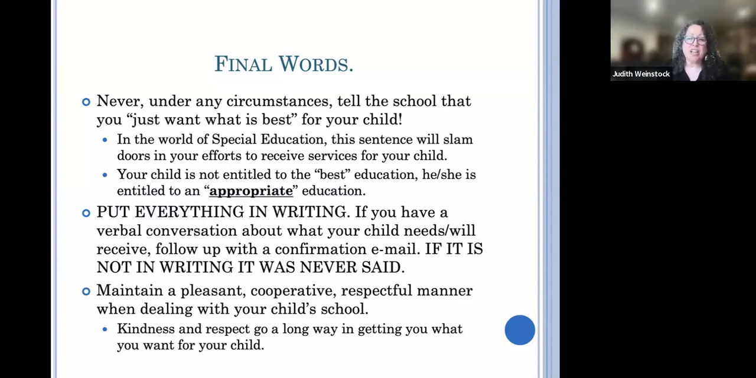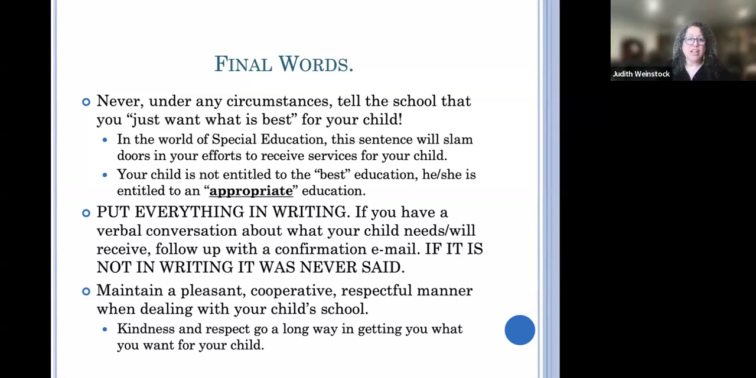Number two, put everything in writing. If you have a verbal conversation, you meet a teacher in the supermarket, or you bump into her at back to school night, and they say something to you that's important information relevant to the IEP or to your child's progress, follow up with a confirmation email. If it's not, just say, it was great seeing you. Thanks for letting me know that my child is doing better or doing worse, or whatever the reporting might have informed you of. And if it's not in writing, it was never said.